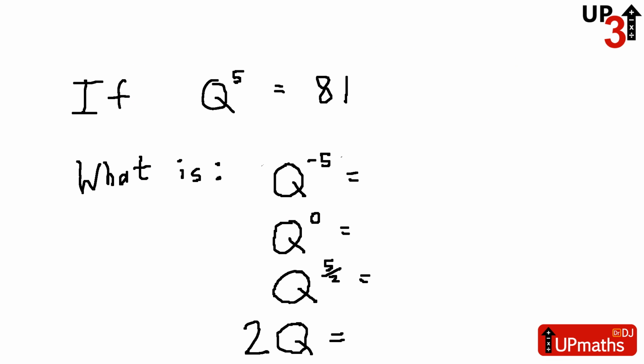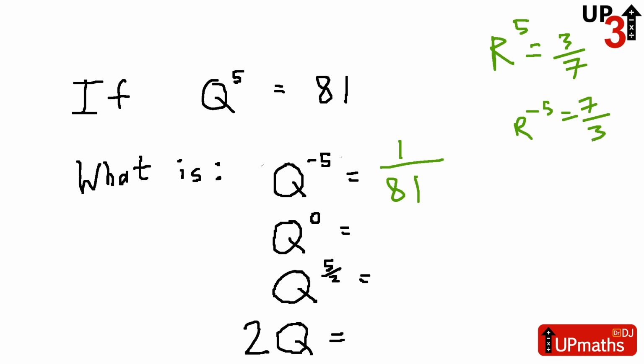Oh, I like this question quite a bit. Well, that's just 1 over 81. Because if I know what q to the 5 is, I can easily find q to the minus 5. If it had been r to the 5 equals 3/7, then r to the minus 5 would have been 7 over 3. Remember that. We're flipping it, but in this case, because it's just an integer, we have to add a divided by 1 to turn it into a fraction, so we can flip it.